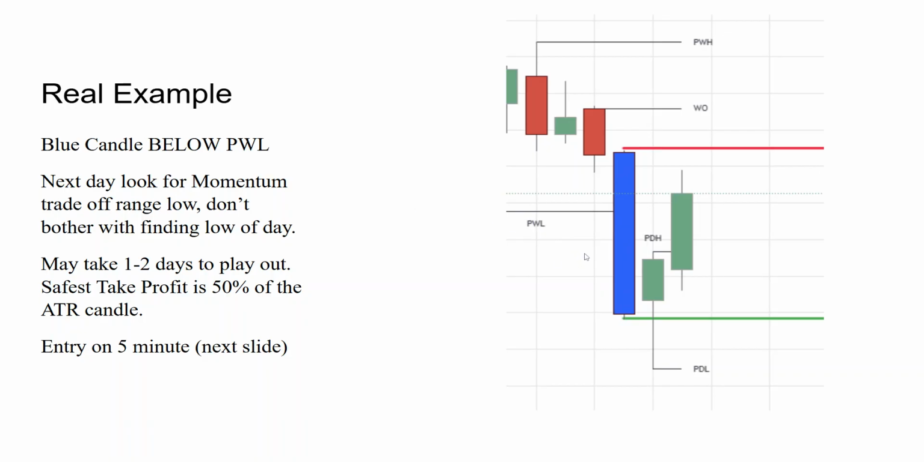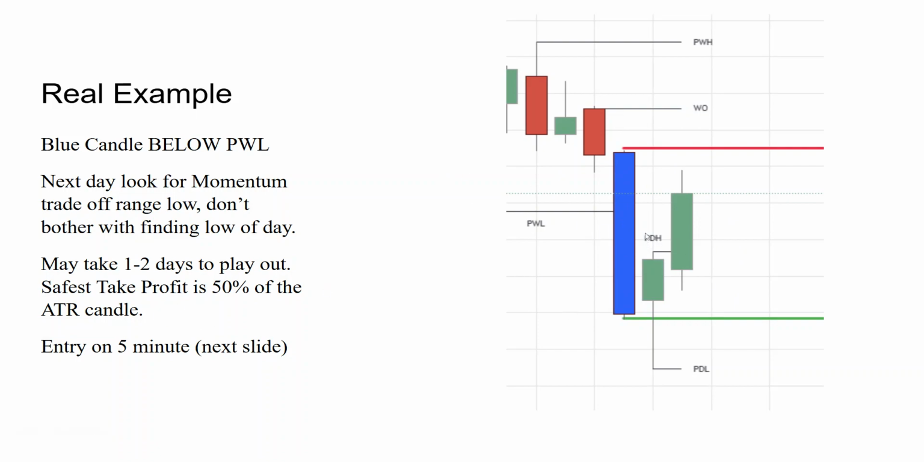Okay. So this is a long example. So there's my ATR candle. Here's day 2. Price opened, went down, came up, and closed inside. And then the next day it went above the middle of the range. This is the whole thing right here. The safest take profit is the middle of this blue candle.